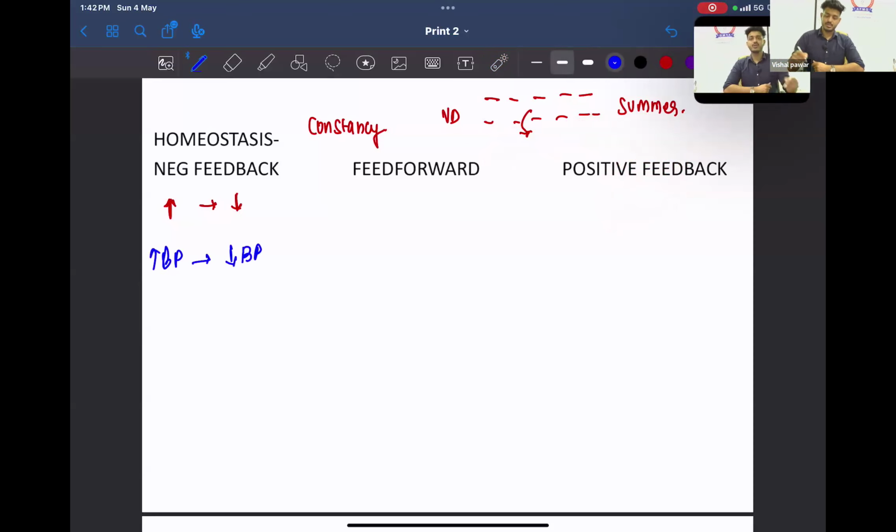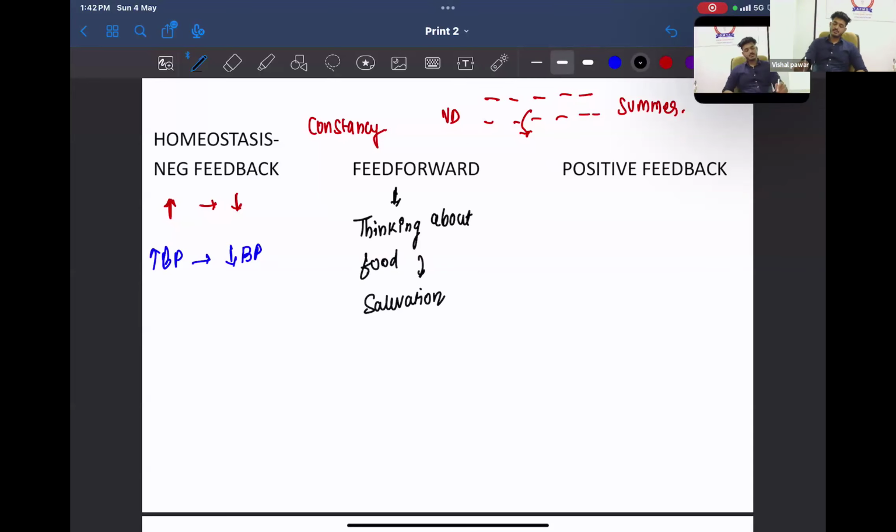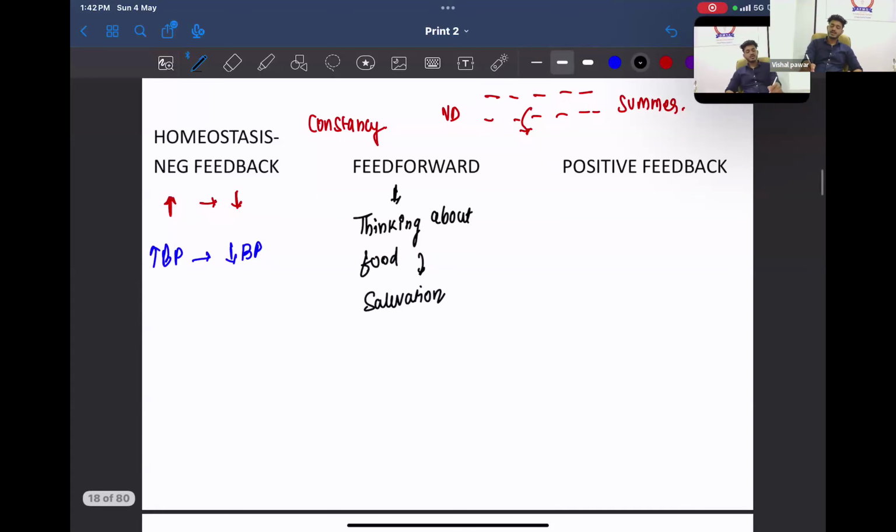What is feed forward? Feed forward means just thinking about something. Just thinking about food, you have salivation in your mouth or gastric acid release in your stomach. This is known as the feed forward mechanism. It is also known as the anticipatory mechanism.